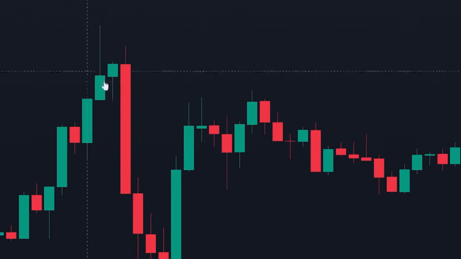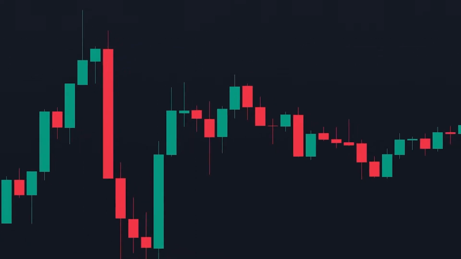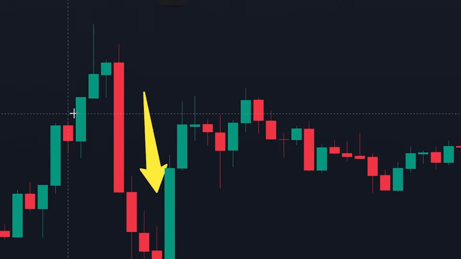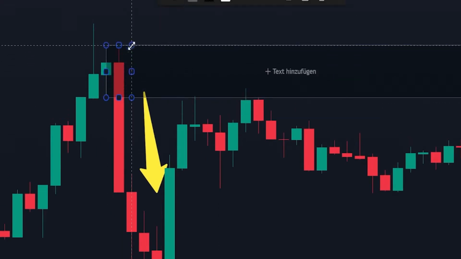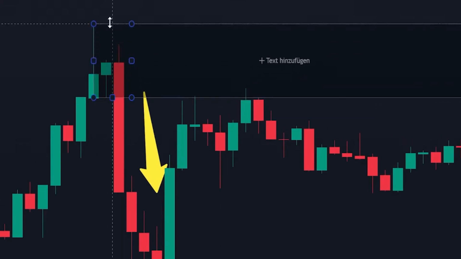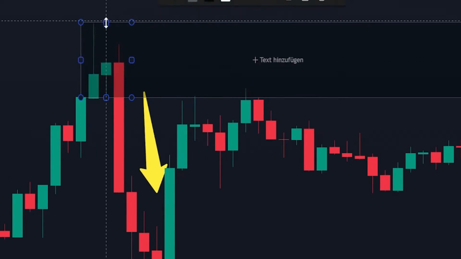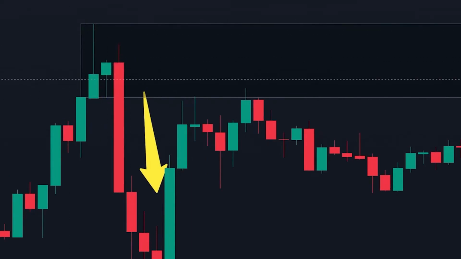Up here, for example, there's an aggressive move downward. So this is basically the first move we had to the downside. Aggressive move downward. On top of that, we have our order block up here. In general, you could also say, okay, I'll extend it all the way up to the highest high. That would now be our order block.